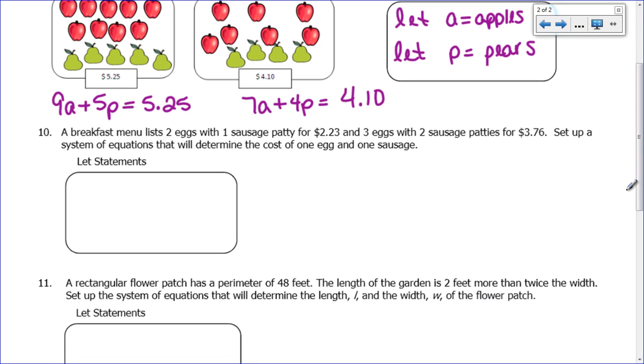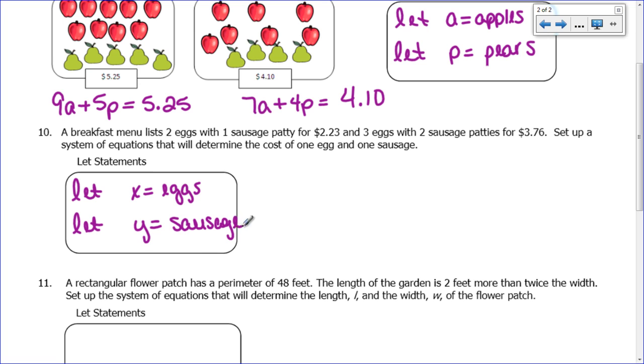So look at number 10. A breakfast menu lists 2 eggs with 1 sausage patty for $2.23 and 3 eggs with 2 sausage patties for $3.76. Set up a system of equations to determine the cost of 1 egg and 1 sausage. So we're going to let X equal eggs, and we're going to let Y equal sausage.